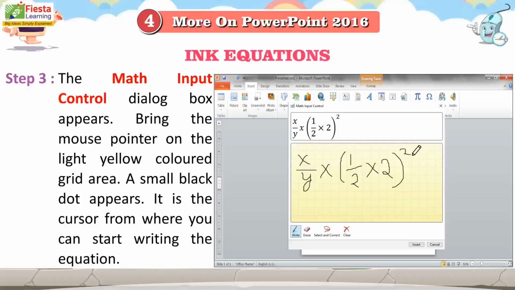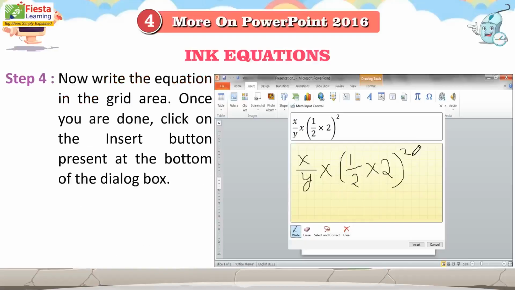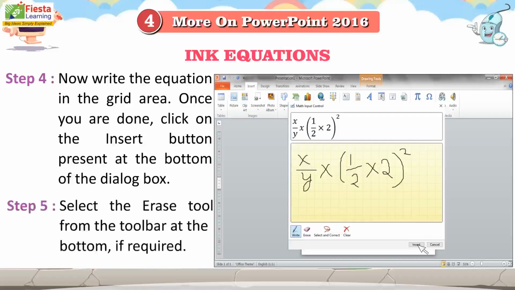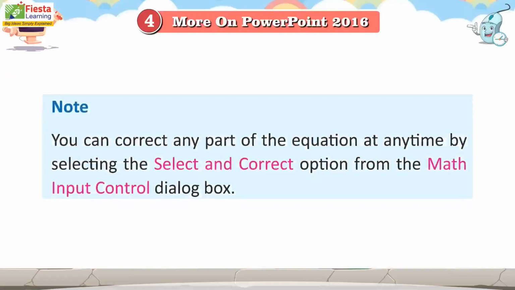A small black dot appears. It is the cursor from where you can start writing the equation. Step 4. Now write the equation in the grid area. Once you are done, click on the Insert button present at the bottom of the dialog box. Step 5. Select the Erase tool from the toolbar at the bottom if required. Note: you can correct any part of the equation at any time by selecting the Select and Correct option from the Math Input Control dialog box.